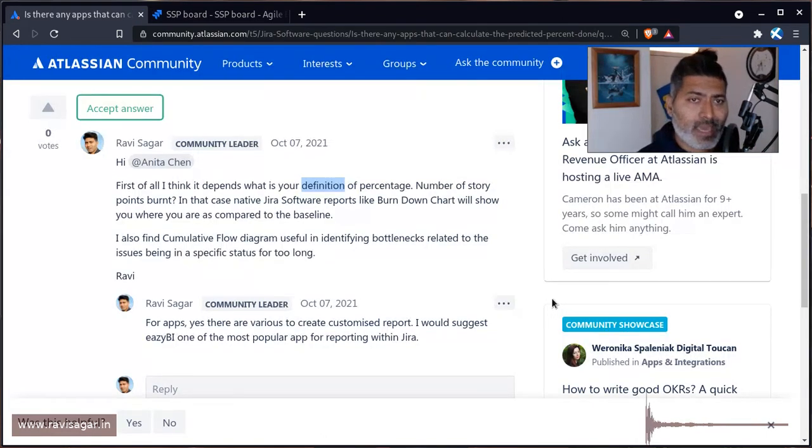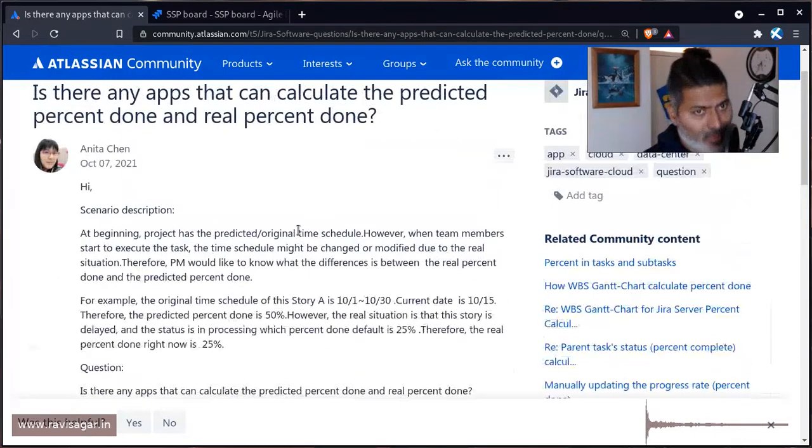But again, as long as you are keeping track of the information in Jira, maybe you want to keep things very simple, and you have something like planned start date, actual start date, planned end date, and actual end date, especially if you're using Advanced Roadmaps. You can use an app like EasyBI, for example, to create a simple table and maybe perform some calculations if you really worry about measures like schedule variance, cost variance, and effort variance. These things are possible with the help of an app.